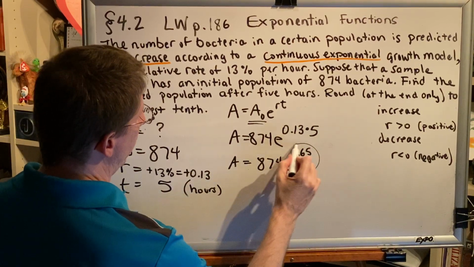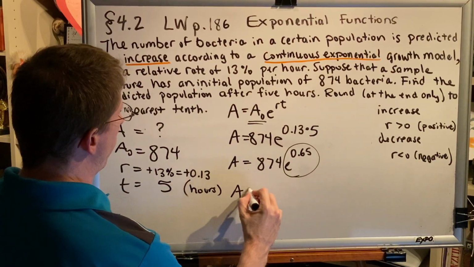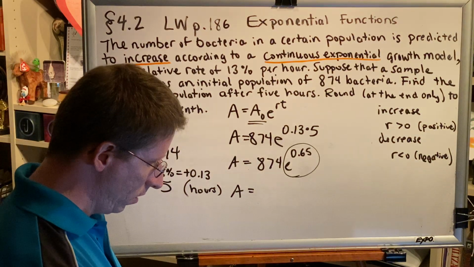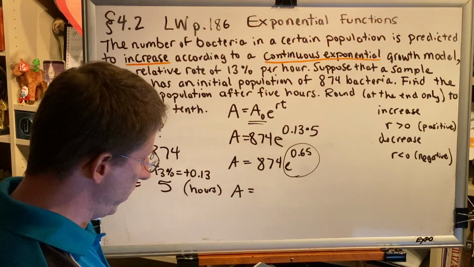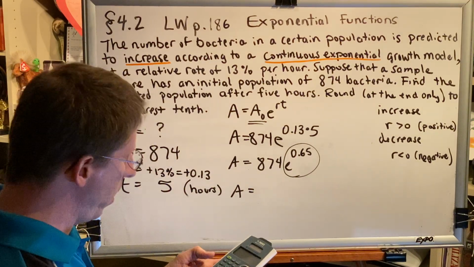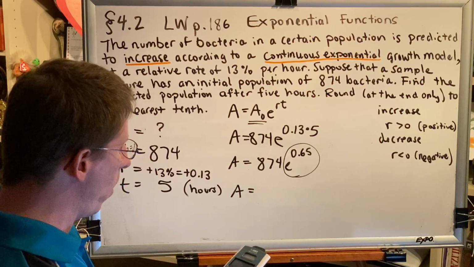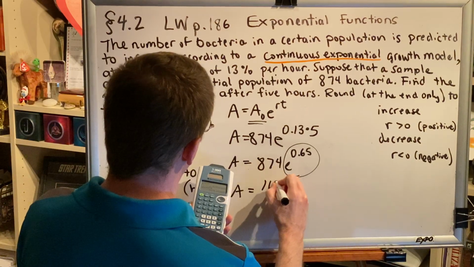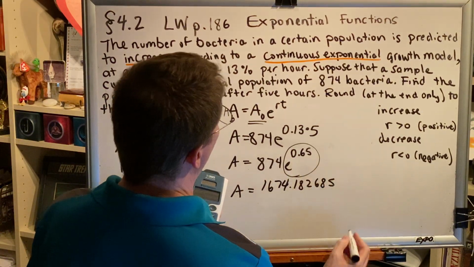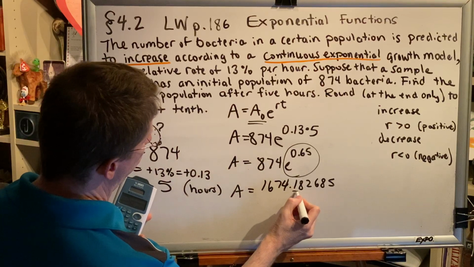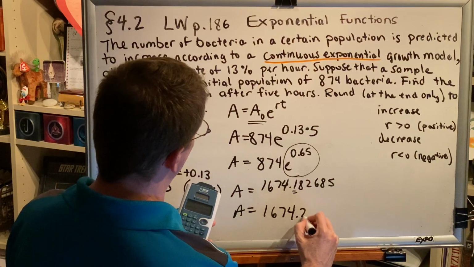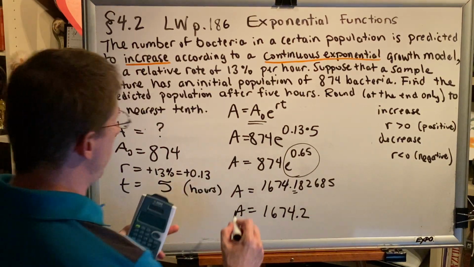All right, put this in your calculators. Do this part first, because that's what order of operations says we must do. All right, so here we go. E to the 0.65 is 1.915540829. Then multiply by 874, and we get 1674.18265, rounding to the nearest tenth, which means 1 decimal place. Then the amount would be 1674.2. And that tells us how many bacteria that we have.